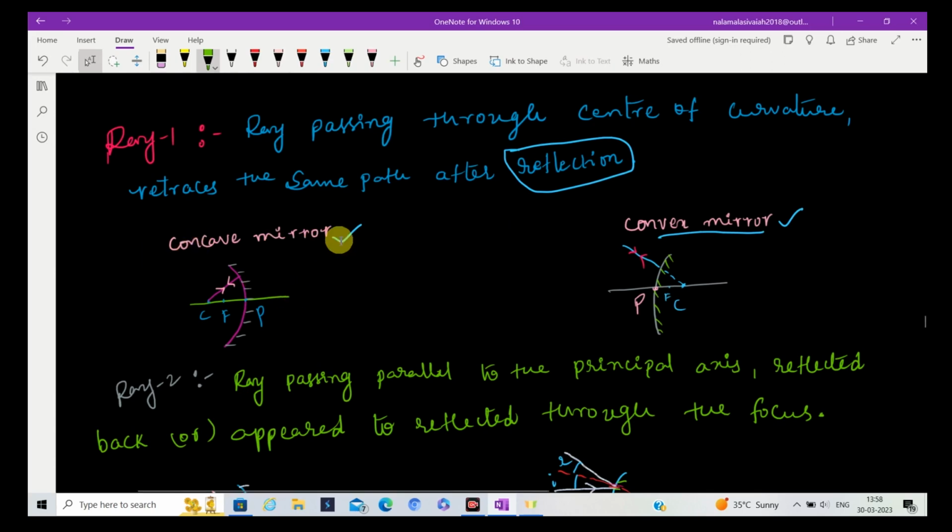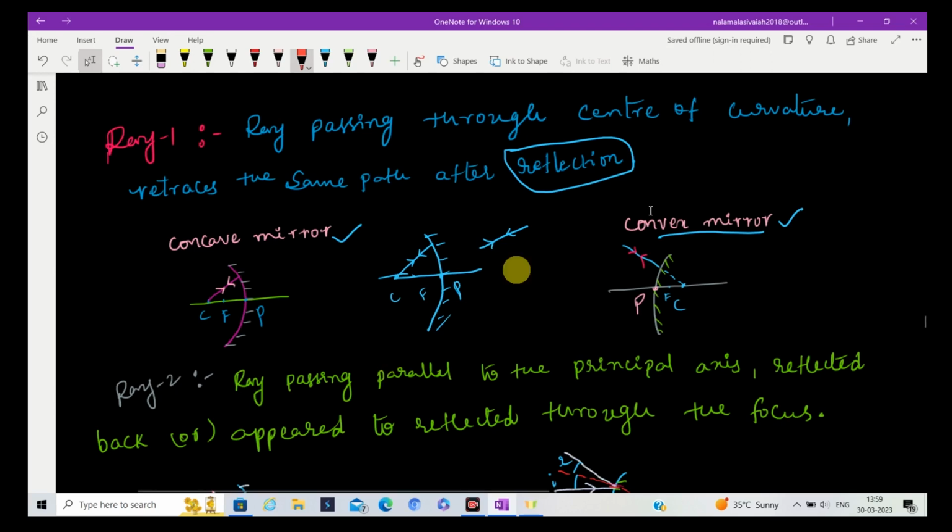Here in the concave mirror, one more diagram I will draw. If you take the concave mirror like this, this is the pole, and here the focus, then the center of curvature, with the light ray passing along this line. Whenever it is incident on the mirror, there is the incident ray, then the reflected ray. Retraces means whichever direction the light ray goes, in the same direction it comes back. That is called retracing its path.